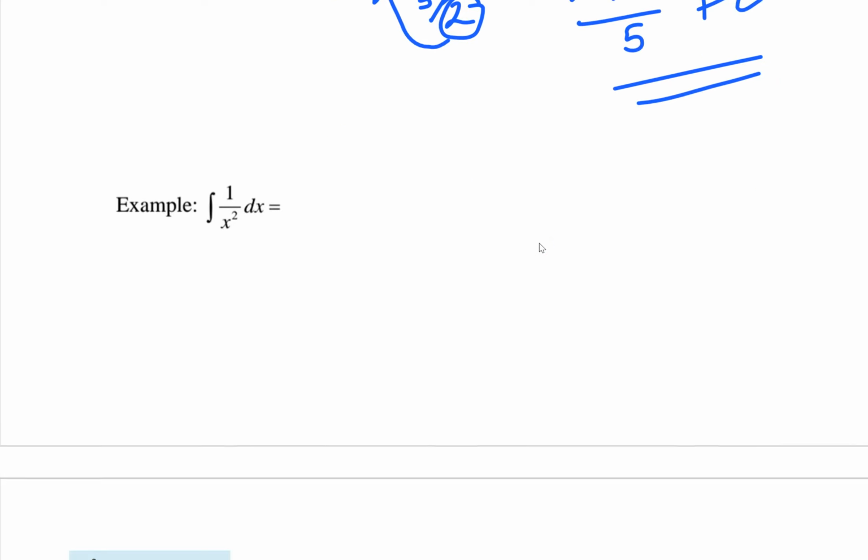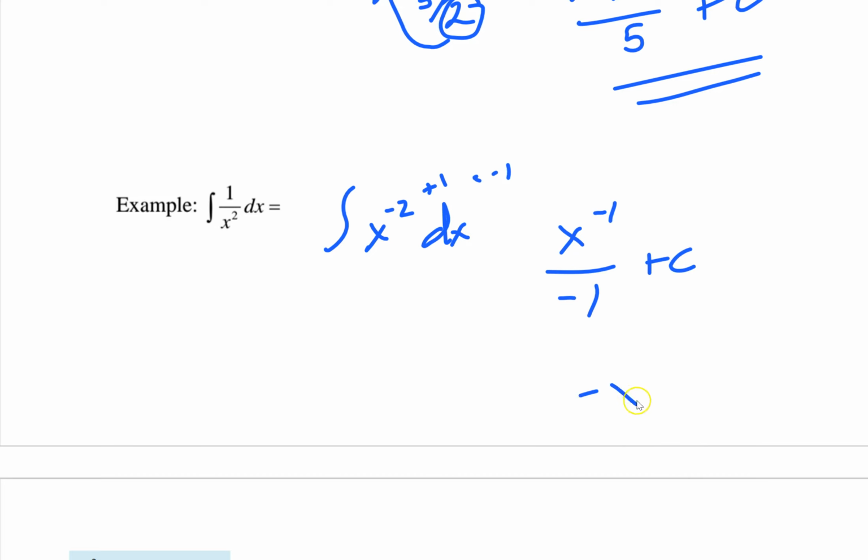Let's do one more before we hit our next rule. Now this one, kind of like how we did differentiation, I could still integrate that, I just have to rewrite it. So first I'm going to rewrite it as x to the -2 dx. Now we're just going to add 1 to the power and get -1. So it's x to the -1 over my new power, -1, plus the constant, or if you want to make it prettier, -x to the -1 plus c. Or if you want to make it even prettier, -1 over x plus c.